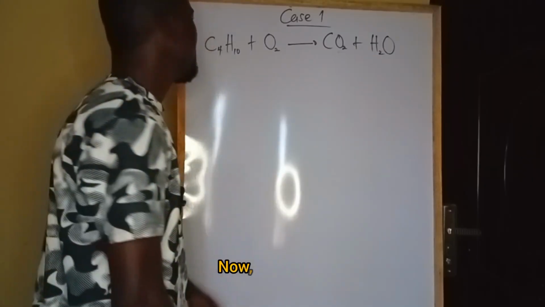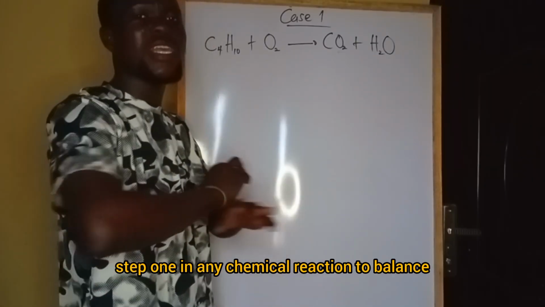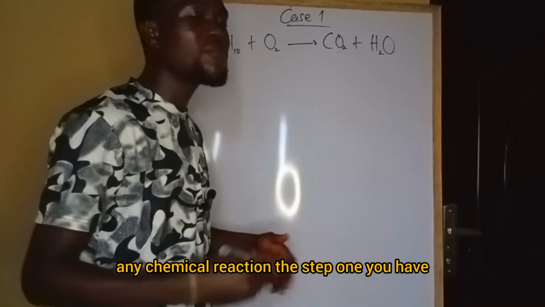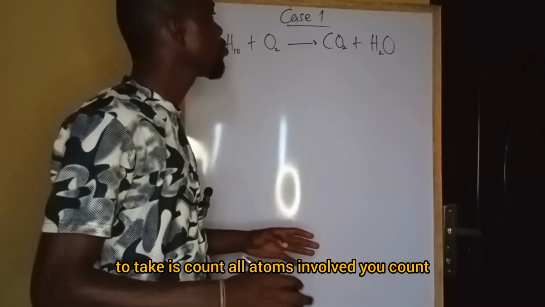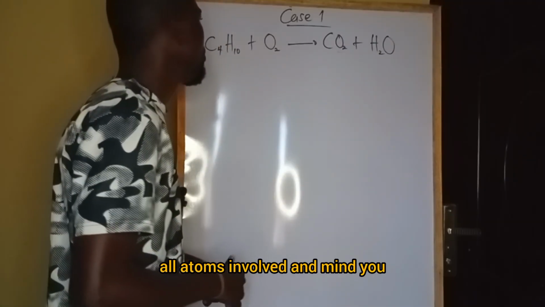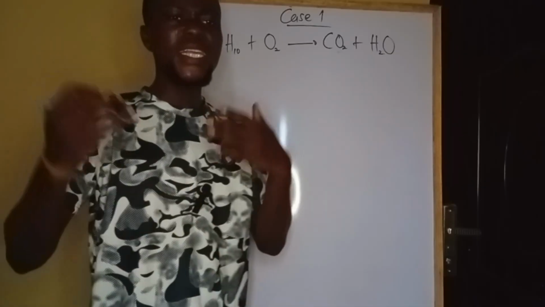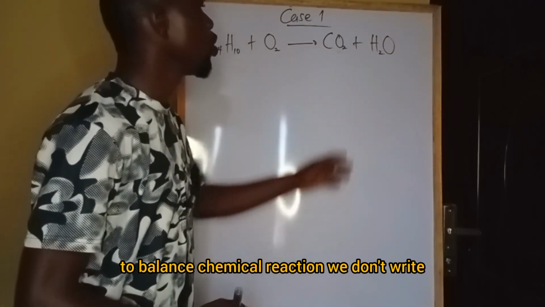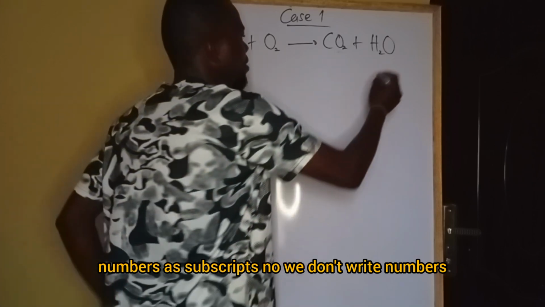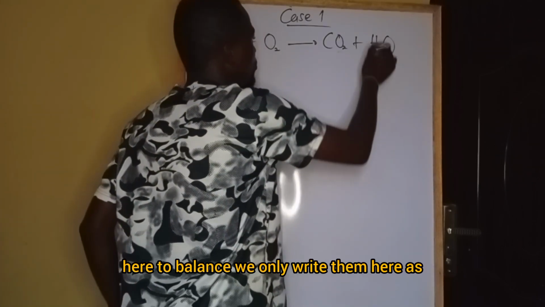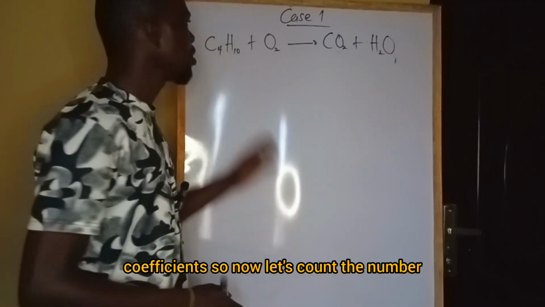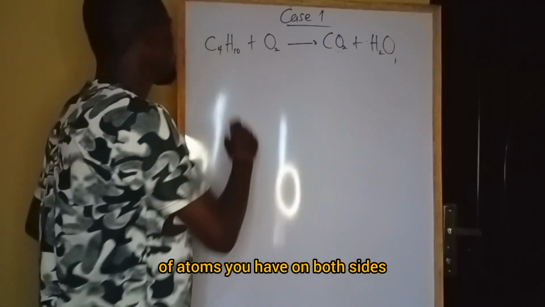Now let's begin. Step one: to balance any chemical reaction, the first step you have to take is count all atoms involved. You count all atoms involved. And mind you, to balance a chemical reaction, you don't write numbers as subscripts. No, you don't write numbers here to balance. You only write them here as coefficients. So now let's count the number of atoms you have on both sides.